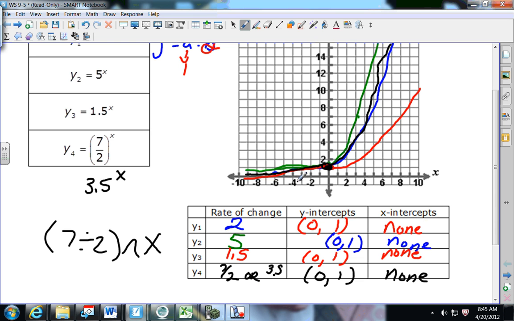Is this growth or decay? Growth means it goes up. Is my line from left to right going up? Yes, this is growth. Okay?